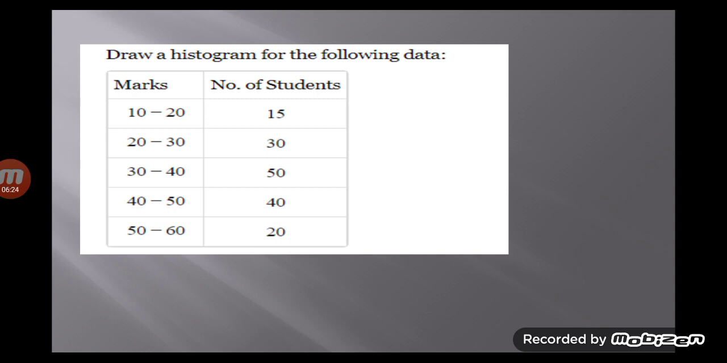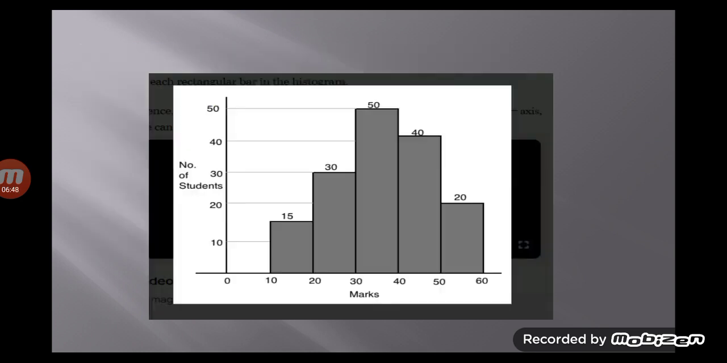Draw a histogram for the following data. Previously, I have said that the histogram question will be in interval form. Here the marks have been given in interval form. 10 to 20. The lower limit will be the same as the upper limit of the previous one. So 10 to 20, next one is 20 to 30. So my diagram will be in continuous form.